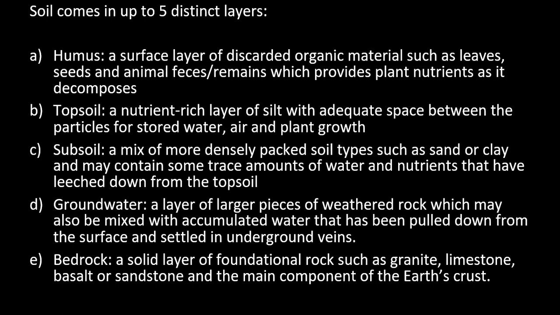So first, humus. This is the surface layer of the soil, and it's made up of discarded organic material. So fallen leaves, seeds, animal waste, animal remains, things that will break down over time because of microorganisms and create nutrients for plants. Next, we have topsoil. So this is where those nutrients get to. So a nutrient-rich layer of silt, plenty of space between the particles for water, air, plant growth.